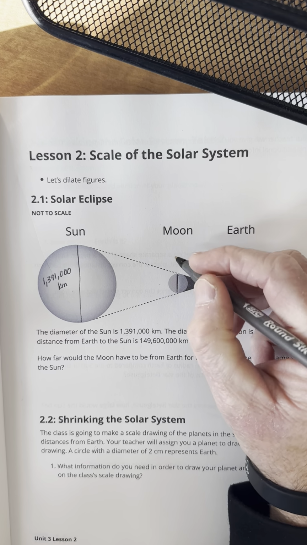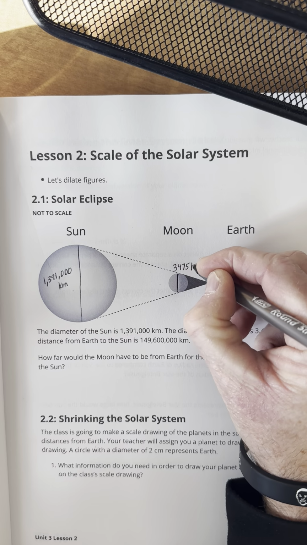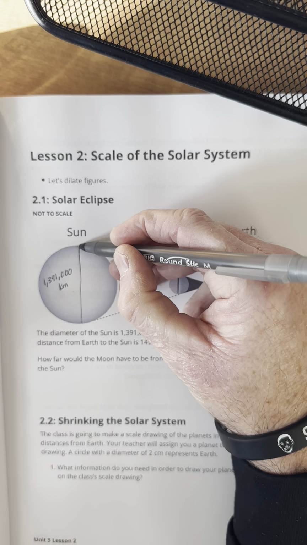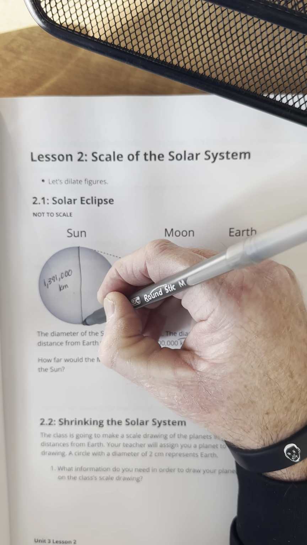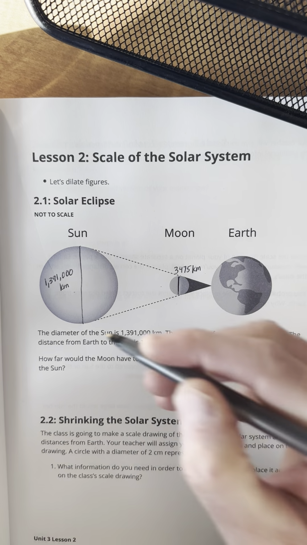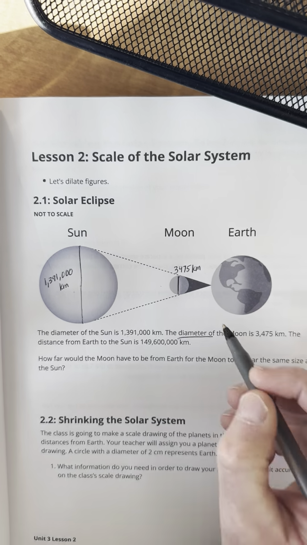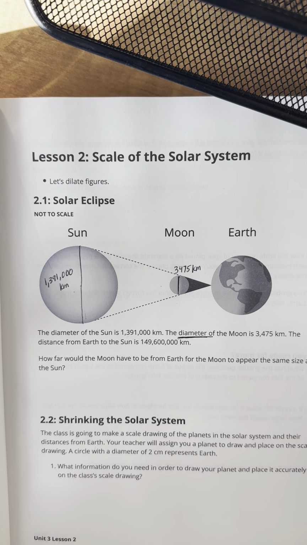is 3,475 kilometers. Now, diameter is from one edge of the circle to the other. Radius is from the middle to the edge of the circle. Diameter, right here, is the entire thing. Okay.